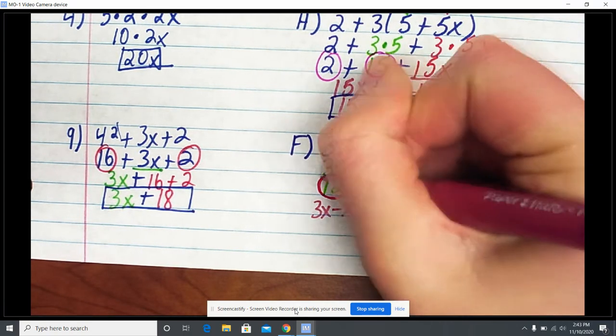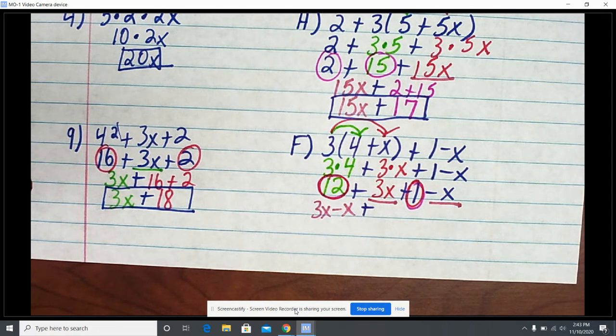I meant to circle that in that color. Oh, no, I did. Okay, never mind. No, I didn't. I did it in red. I meant to do this color.